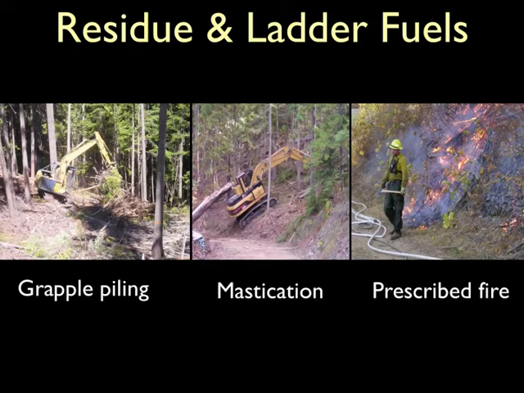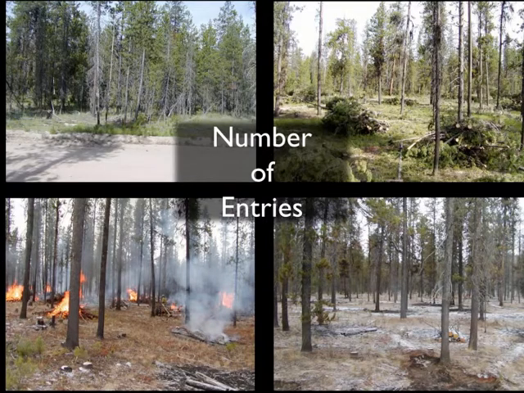So it comes down to a couple things. One, probably the big thing is the number of entries. If you take a commercial harvest and then you masticate, you can do that in 2 entries. But if you have material that you're going to first slash, then you have to pile it, and then you have to burn the piles. That's 3 separate entries. That adds to the economics of creating those fuel treatments.